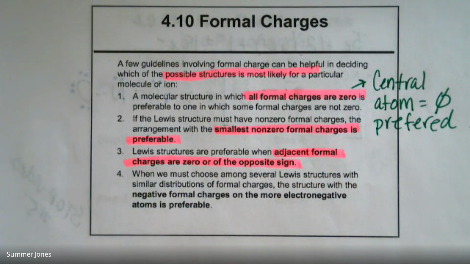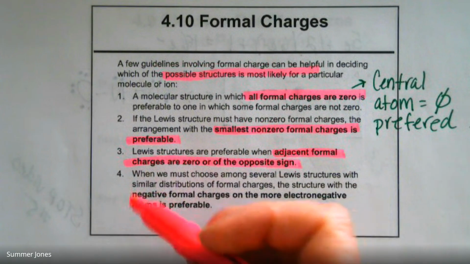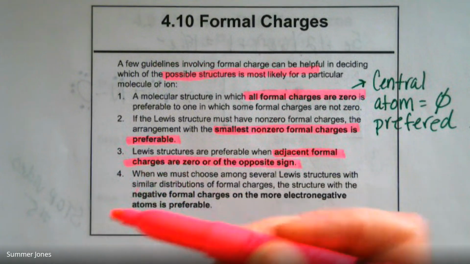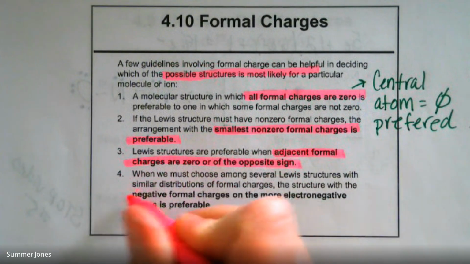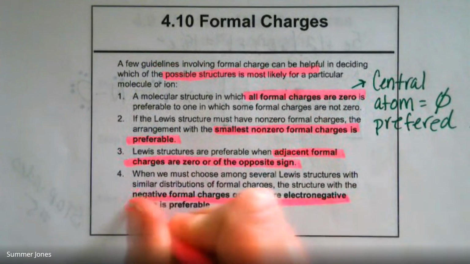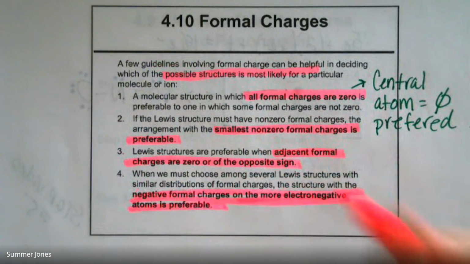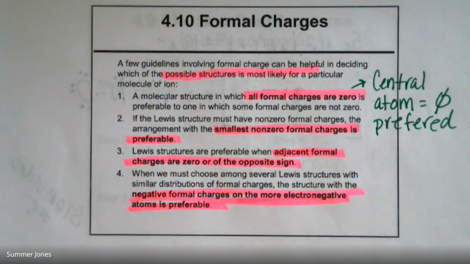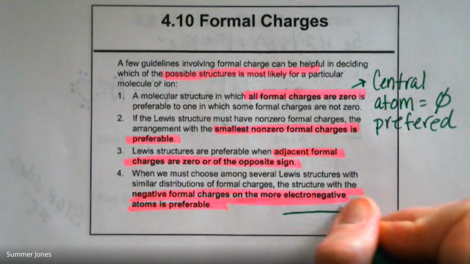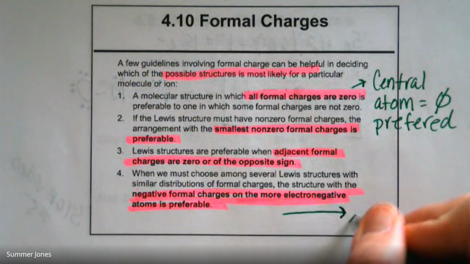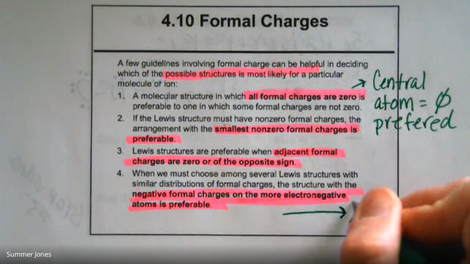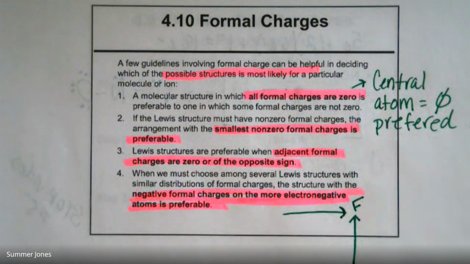It's also preferred if the negative formal charges are on the more electronegative atom in the compound. Again, the electronegativity trend increases across a period this way and up a group this way. Remember that fluorine is the most electronegative element on the periodic table.